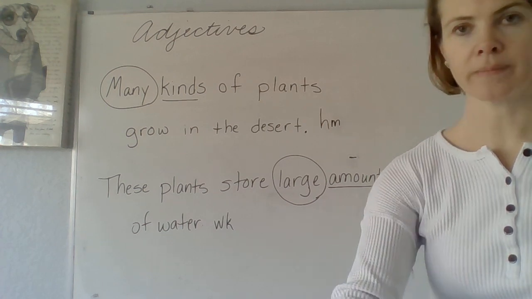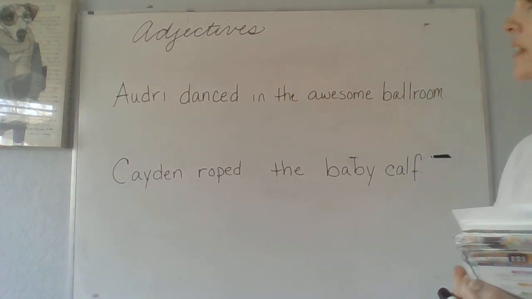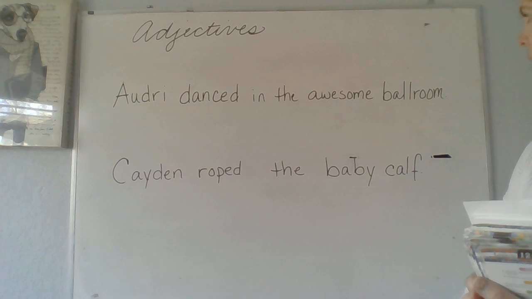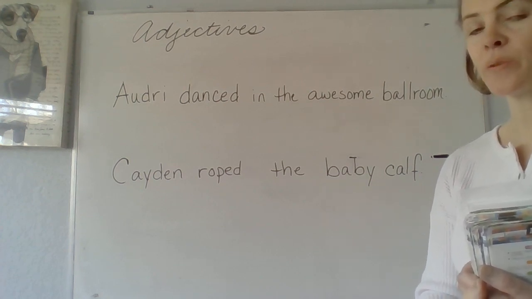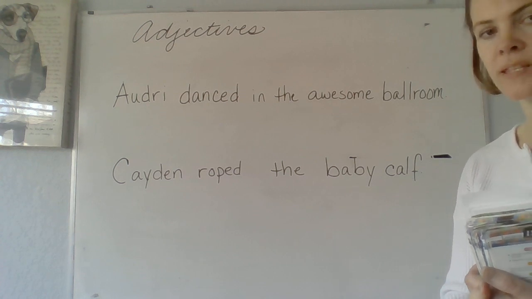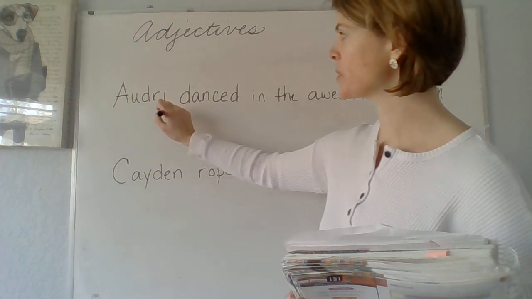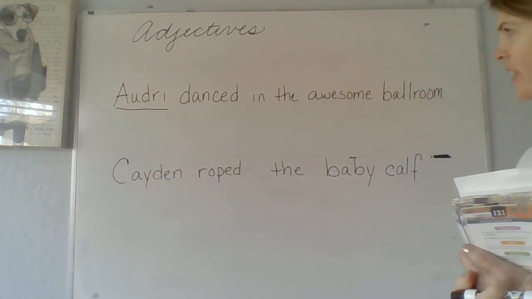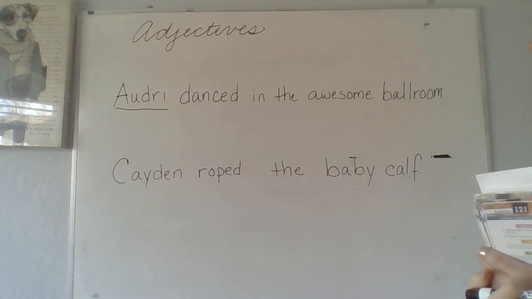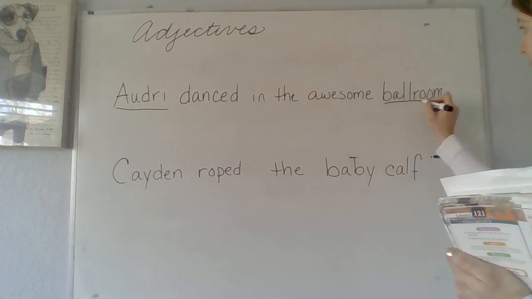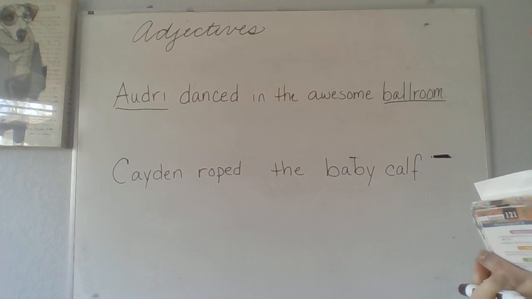Let's try just a couple more. Let's take a look at these and find the nouns first. This one says, Audrey danced in the awesome ballroom. What are the nouns in this sentence? What are the persons, places, or things in this sentence? Can you find them? Well, for sure, Audrey is a person. That would be a noun. Can you find another? Another thing. A ballroom is a place. So those are our two nouns.